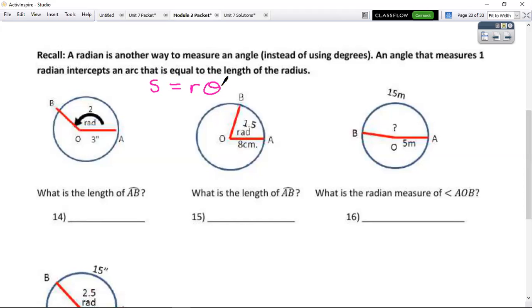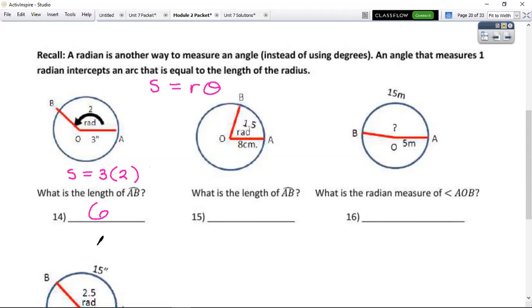I'll have you define all those variables on the back. I think I have a box for you in a second. S stands for subtended arc length. R stands for your radius. And theta stands for your angle in radians. So that's what RAD means on my paper. So 14 says, what is the length of arc length AB? We don't know S here. So S is equal to, my radius is 3, and my angle is 2 radians. Yes, it is that easy. Answer is 6. Don't worry about a unit.